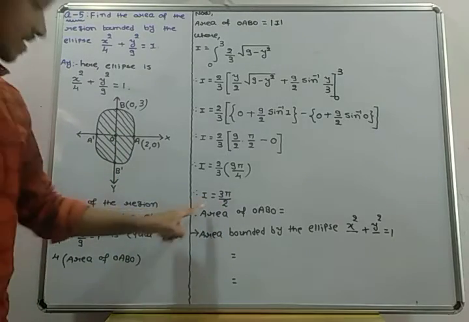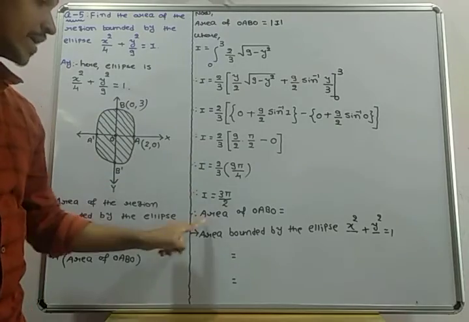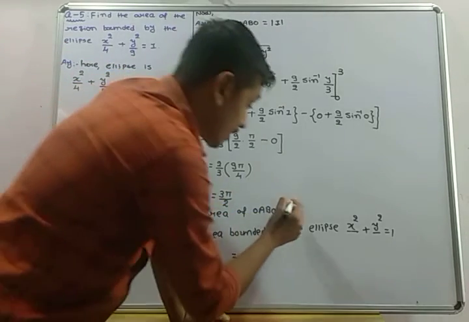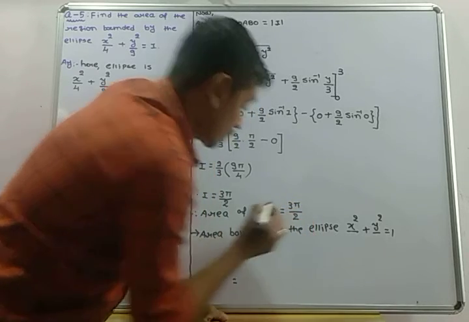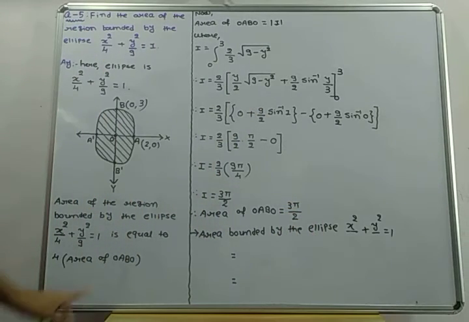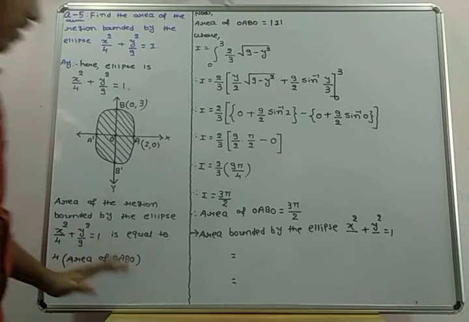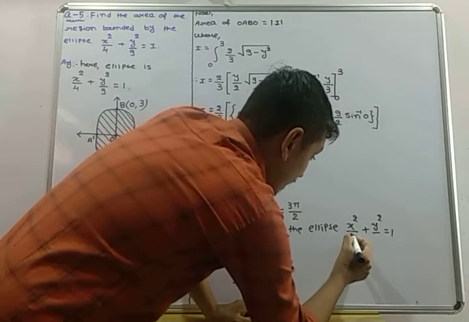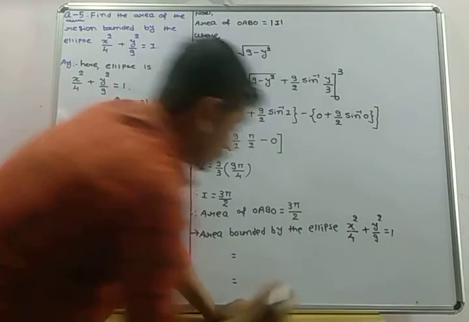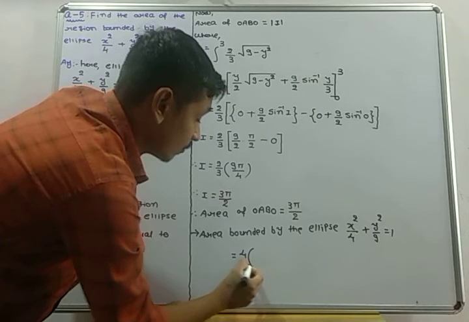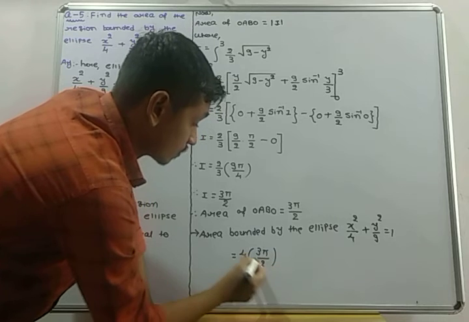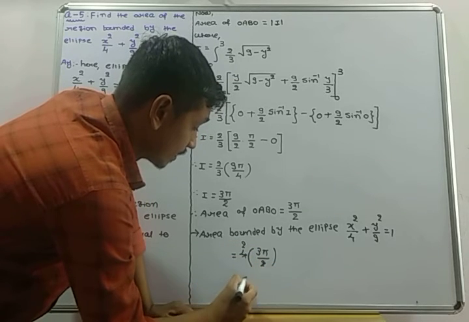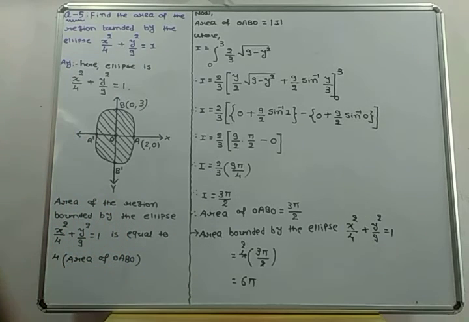Now I is the area of OABO. So area of OABO equal to mod of I, which means 3 pi by 2. Now 4 into area of OABO is the area made by the ellipse. So area bounded by the ellipse x square by 4 plus y square by 9 equal to 1 is equal to 4 into I. What is I? 3 pi by 2. 2 2s are 4 and 2 into 3, 6 pi. मैंने आंसर तो पहले ही बोल दिया था 6 pi.